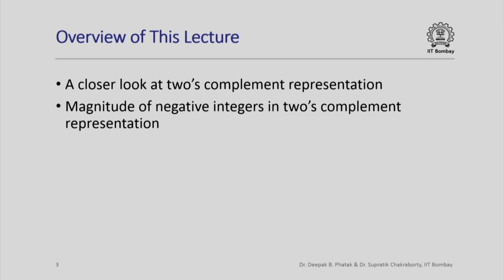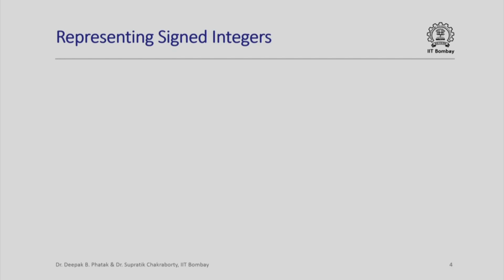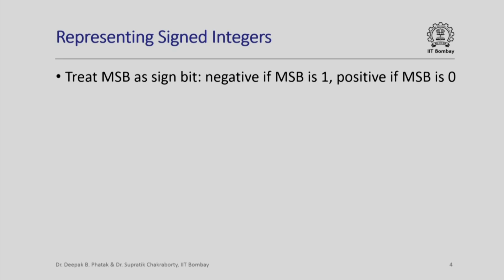We are going to look at it a bit more closely today, and we are also going to see how the magnitude of negative integers represented in 2's complement representation can be computed. So now for signed integers we have already seen that we could treat the most significant bit as the sign bit, and if the most significant bit is 1, then we could treat the integer as a negative integer, and if the MSB is 0 we could treat it as a positive integer. This representation is also called the sign magnitude representation for obvious reasons.